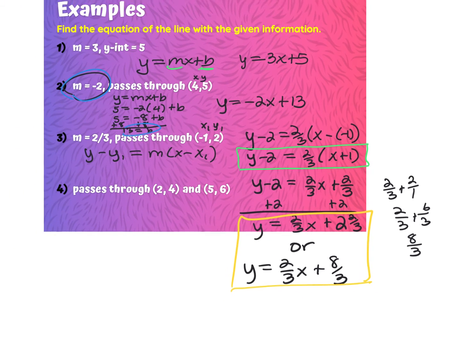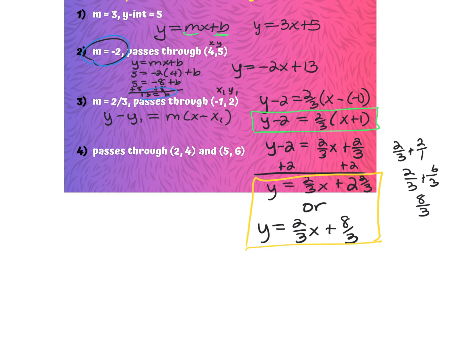Now this time I'm given 2 order pairs. I need to calculate the slope first. Remember your slope formula, y2 minus y1 over x2 minus x1. This is going to give me my m, which is my slope. So I'm going to say that this is going to be my x1, y1, and this will be my x2, y2. It really doesn't matter. You're going to get the same answer either way.